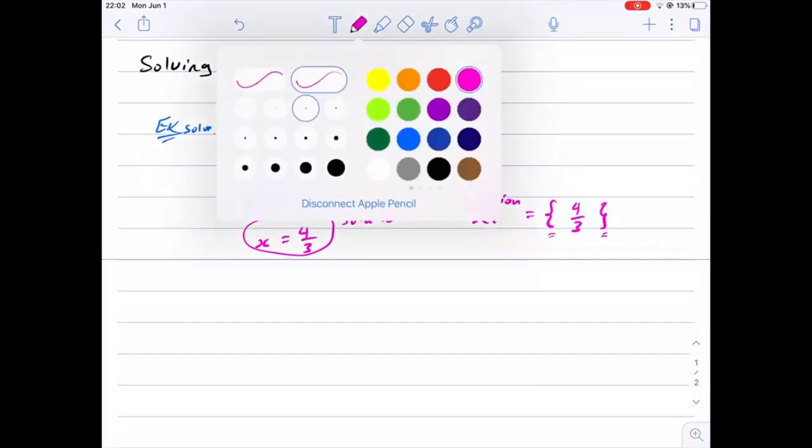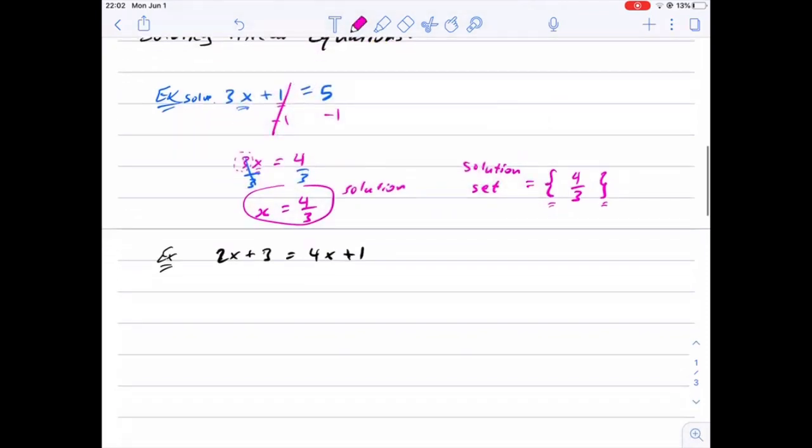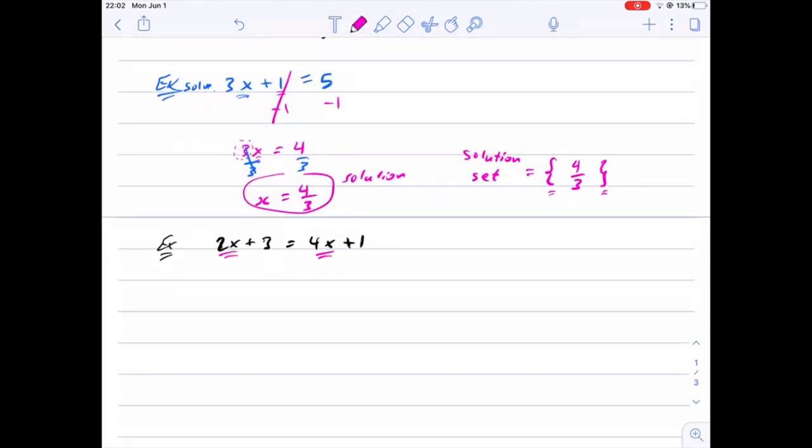Now let's take another example. If we have 2x + 3 = 4x + 1. Here in this equation we have x written more than once, as we can see. So in this case we need to write it as 1x. We don't want to see more than 1x in the same equation. So what should we do in this case?